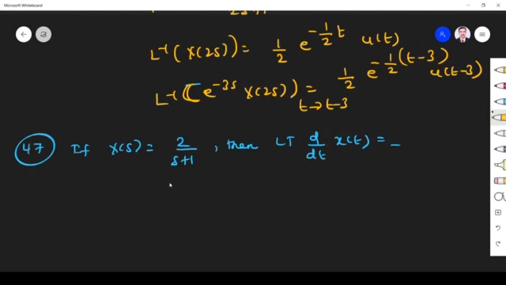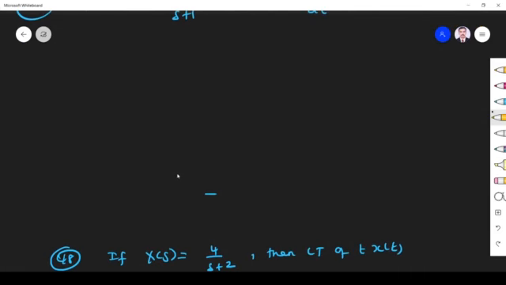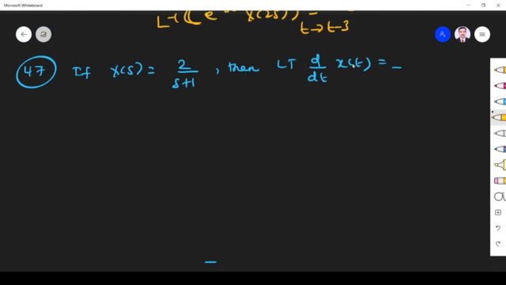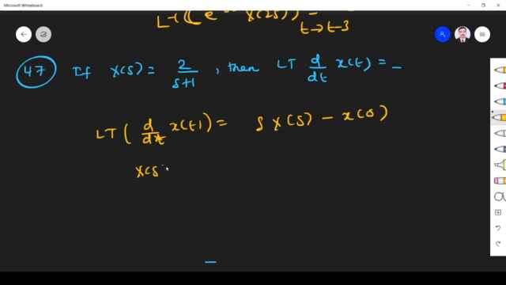Okay, next question. If X of s is equal to 2 by s plus 1, what is the Laplace transform of d by dt of x of t? First we find the Laplace transform of d by dt x of t. As per the differential property, it is given by s into X of s minus x of 0. Right? So X of s we have, and x of 0 means x of t at t equals 0.